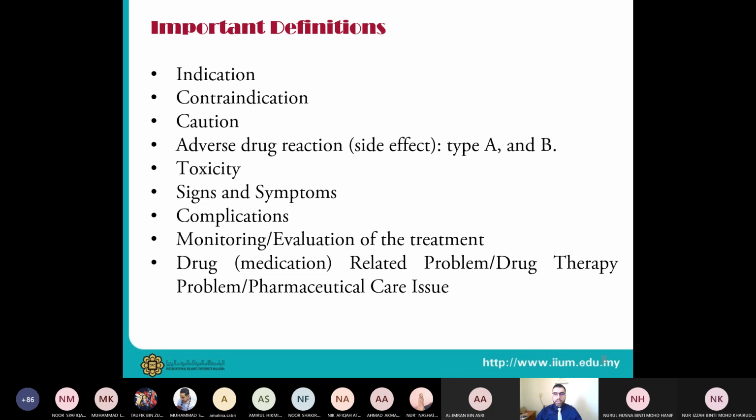But type B is bizarre. We cannot predict it. This depends on the patient, like the allergy to penicillin. You cannot expect whether an allergy to penicillin may happen in a particular patient or not. It's rare, less frequent than type A, but more dangerous.